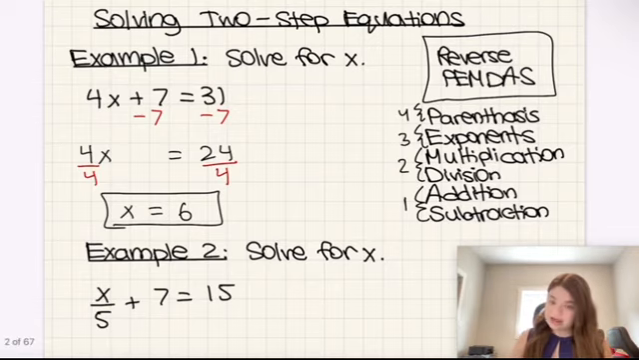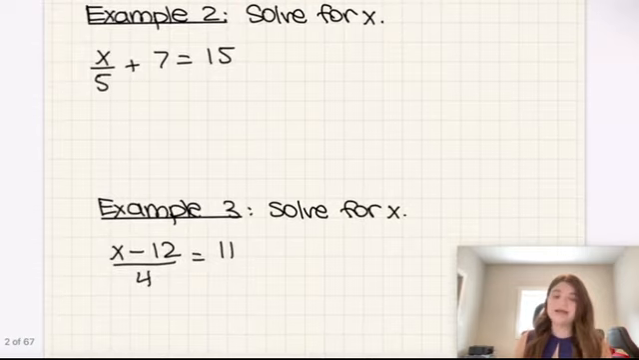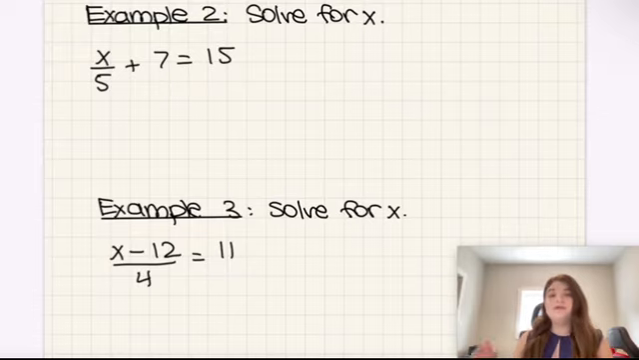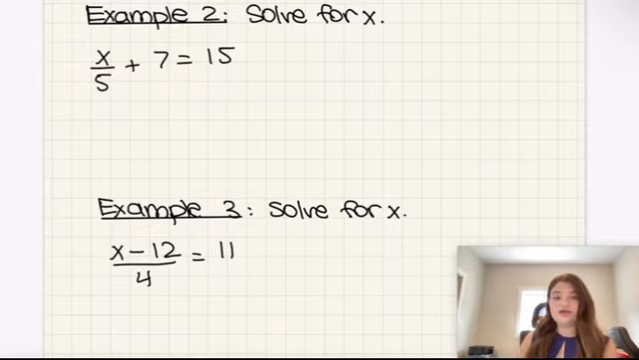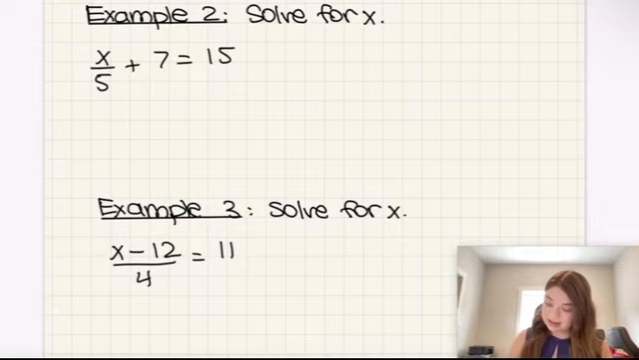We can use a similar technique for example 2. It says solve for x. So again, what's the first thing we need to do? Well, first thing is addition and subtraction. Okay, so in this situation, I'm going to start by subtracting 7 again, just like last time, from both sides.